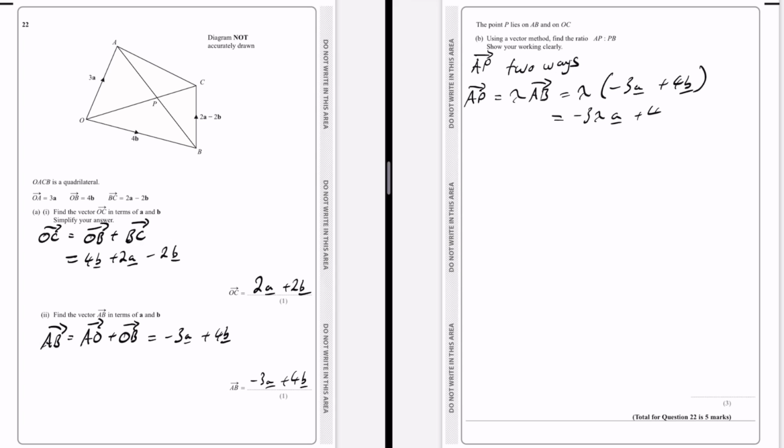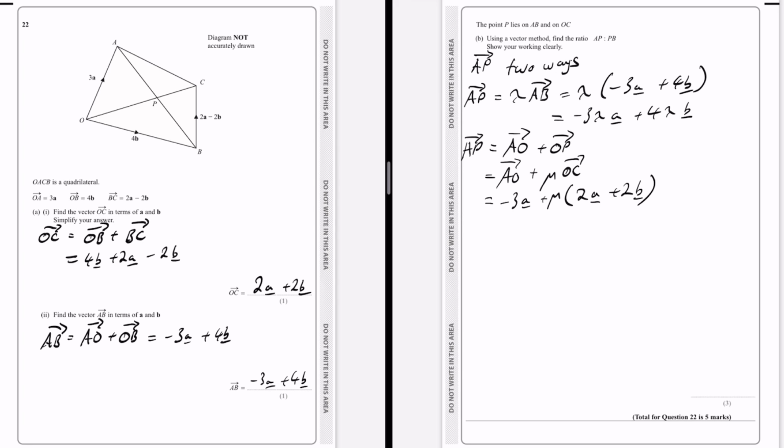A to B is minus 3a plus 4b, that's from part A. Expand it out, we get A to P being minus 3 lambda lots of a plus 4 lambda lots of b. The alternative way of getting from A to P is to go from A to O and then go from O to P. Now we don't have the vector O to P, but we do have the vector O to C, and we know that OPC is a straight line, so we could say that O to P is a proportion of O to C. I'm going to call that proportion mu, it's just a different fraction.